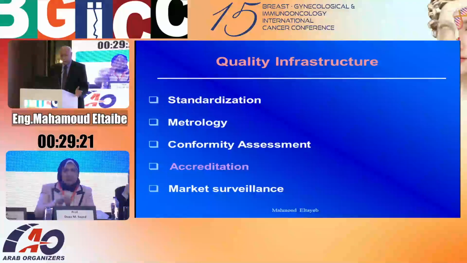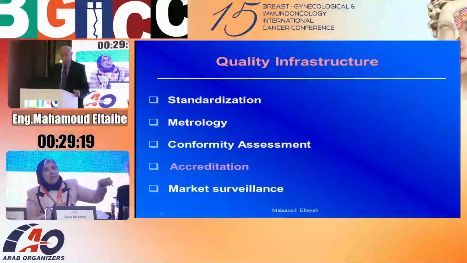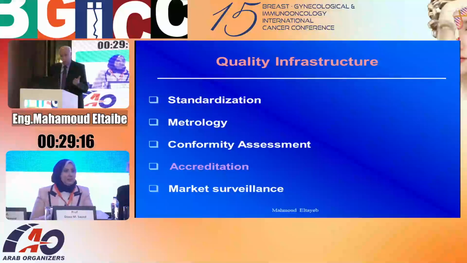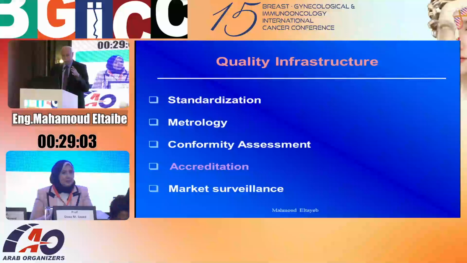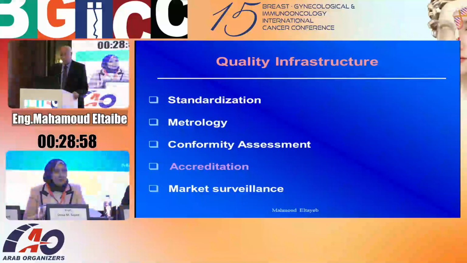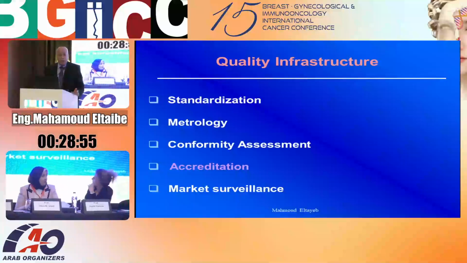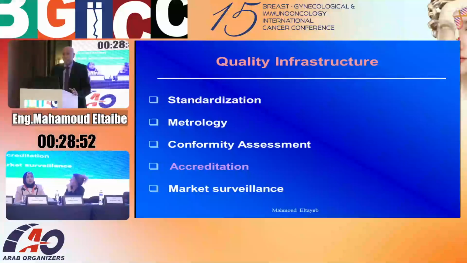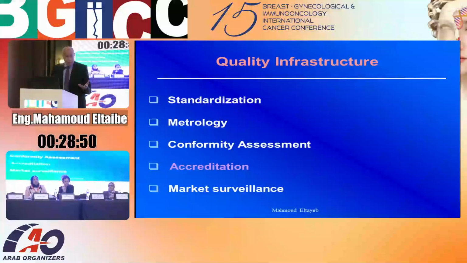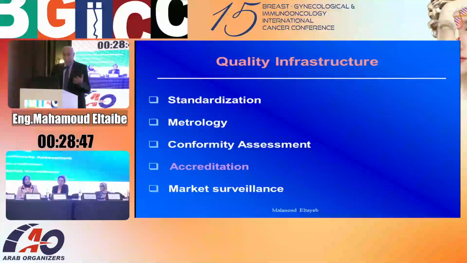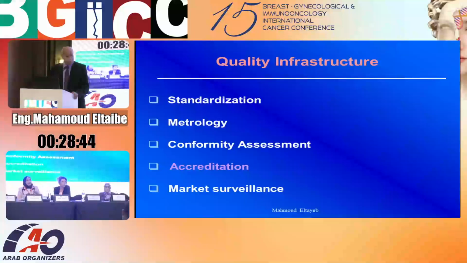Actually, quality infrastructure has 5 pillars. The first is standardization, then metrology, conformity assessment, accreditation, and market surveillance. The time is very limited to speak about quality infrastructure in detail, but today we are going to speak about accreditation only, as one of the main pillars of quality infrastructure. Accreditation has an international system, and we need to see how it works.